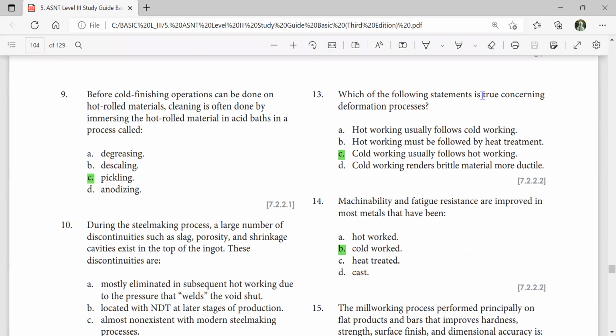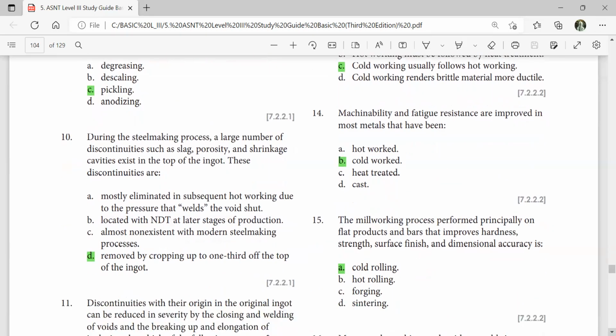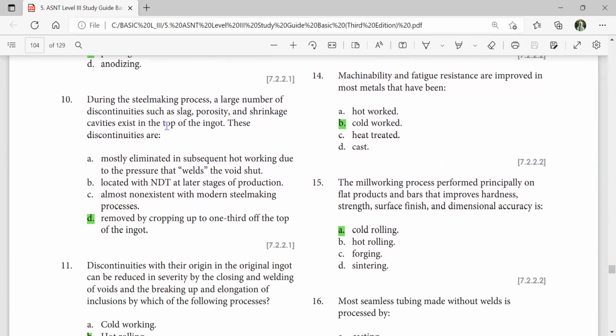Which of the following statements are true concerning deformation processes? Cold work usually follows hot working. Machinability and fatigue resistance are improved for most metals that have been cold worked. During the steel making process, a large number of discontinuities such as slag, porosity, and shrinkage cavities exist in the top of the ingot. These discontinuities are removed by cropping off 1 to 1/3 of the top of the ingot. The mill working process performed principally on flat products and bars that improves hardness, strength, surface finish, and dimensional accuracy is cold rolling.